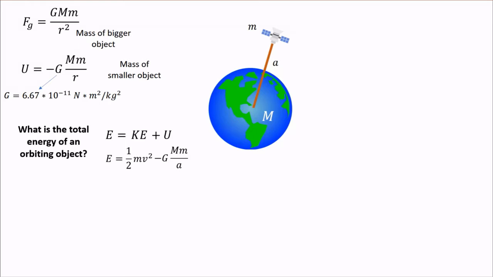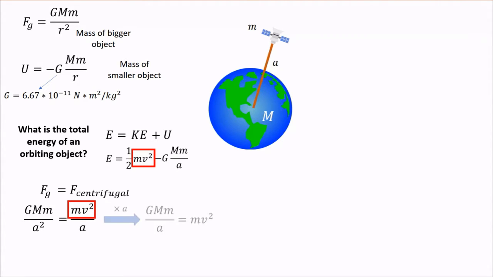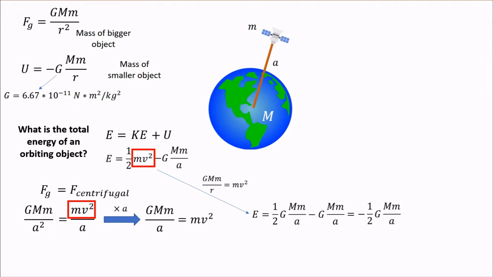Now we can actually make this equation a lot nicer, because we know what the orbiting velocity has to be in terms of the gravitational force. If you recall from last video, the gravitational force, GMm over a squared, must exactly equal the centrifugal force, which is mv squared over a. So let's solve for mv squared, so that we can plug it back into our energy equation. All we do is multiply both sides by a. Now let's take this term of GMm over a and stick it into our energy equation. We are left with this expression. That's cool, both terms share a GMm over a term, so we can add them together, and we are left with minus 1/2 GMm over a. That is the energy of an orbiting object.